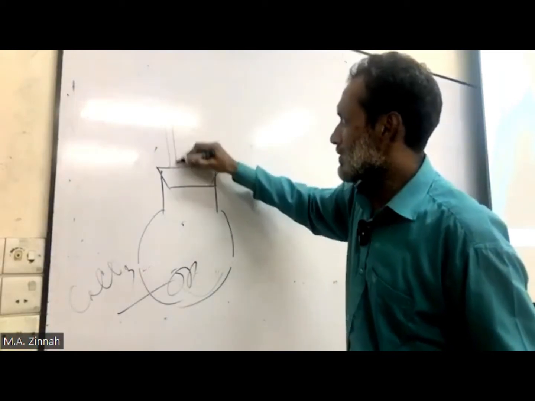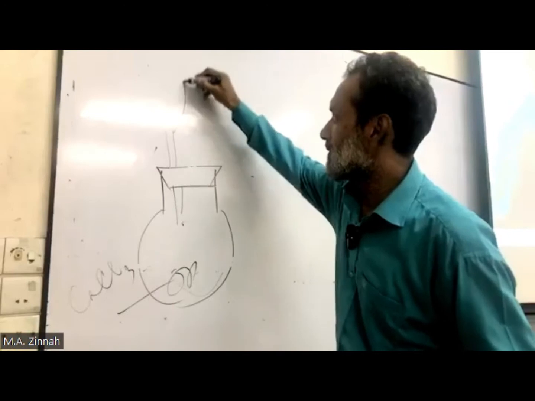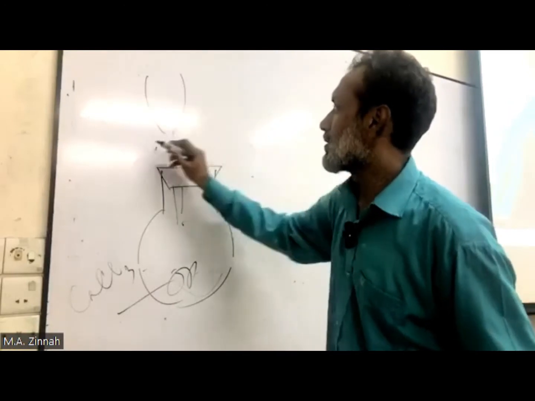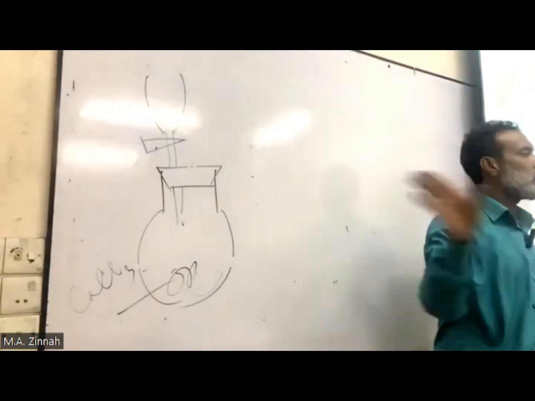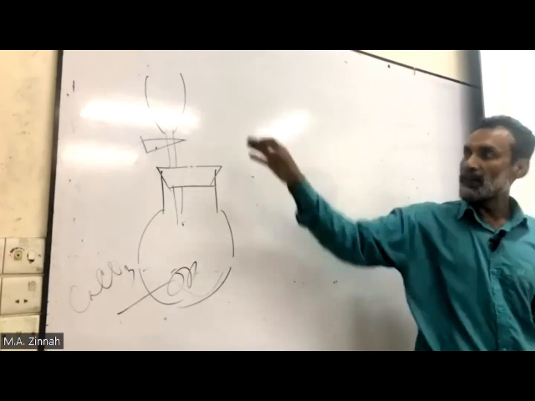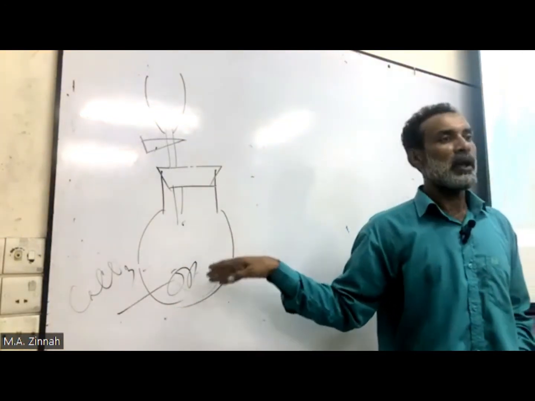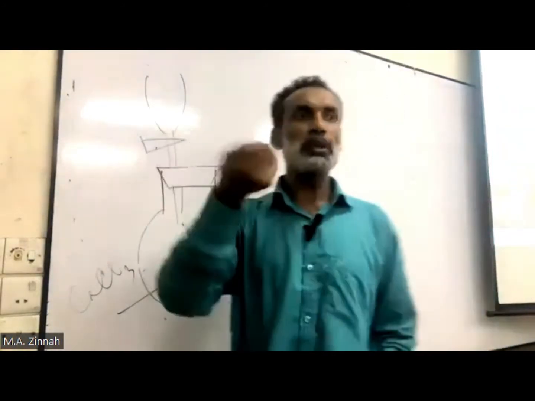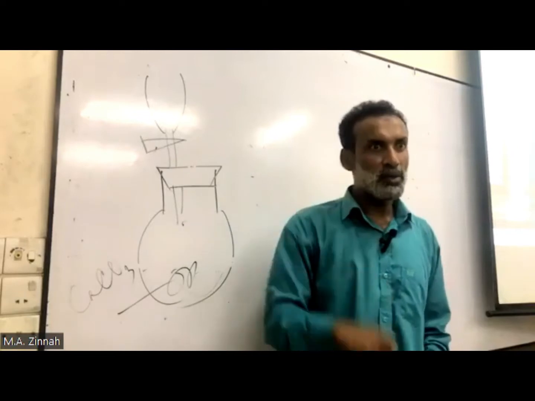Here is a funnel. You see here the funnel, a tap funnel. Understand what I mean by tap funnel? You can control the addition of the liquid. The funnel is to add liquid. Here is hydrochloric acid. But here is the tap. You open the tap to pour the acid, or you close it.